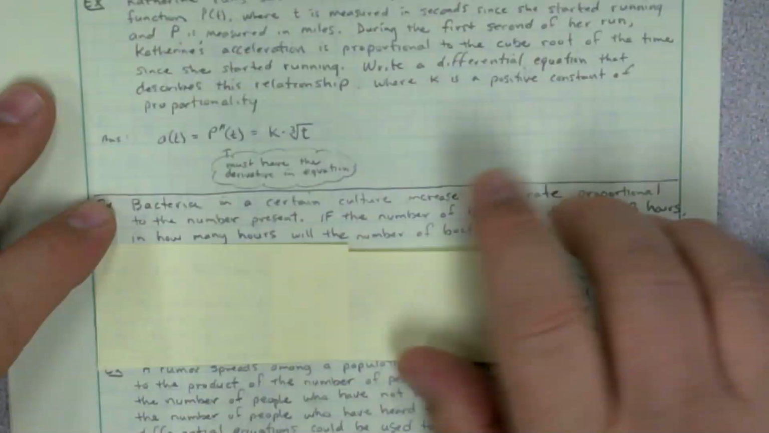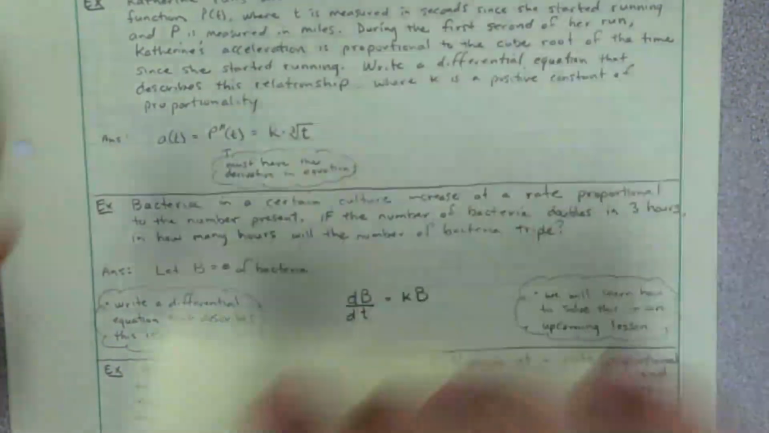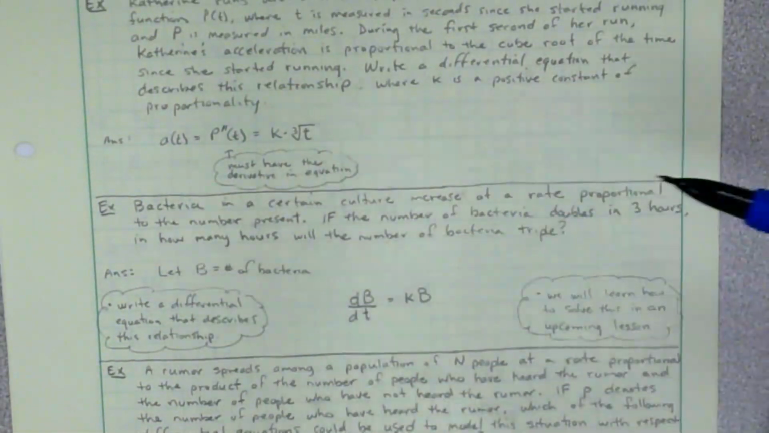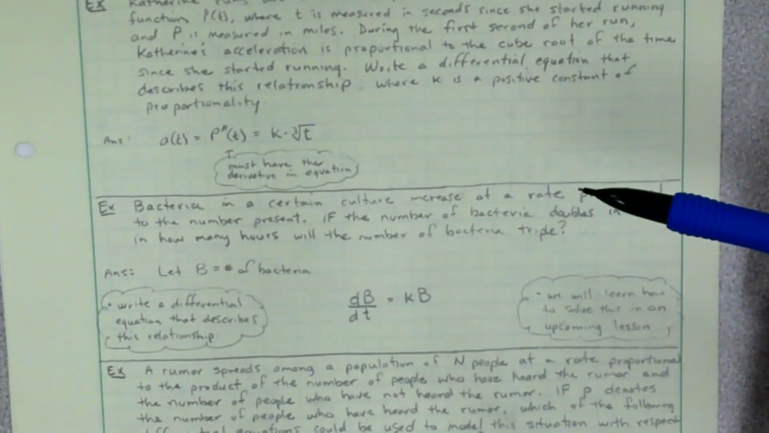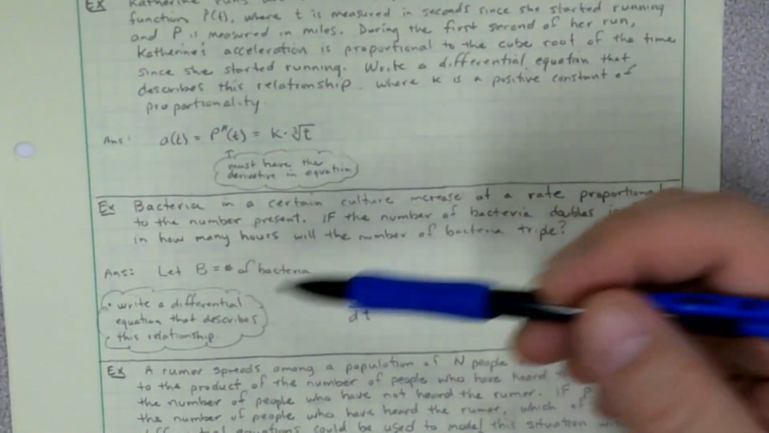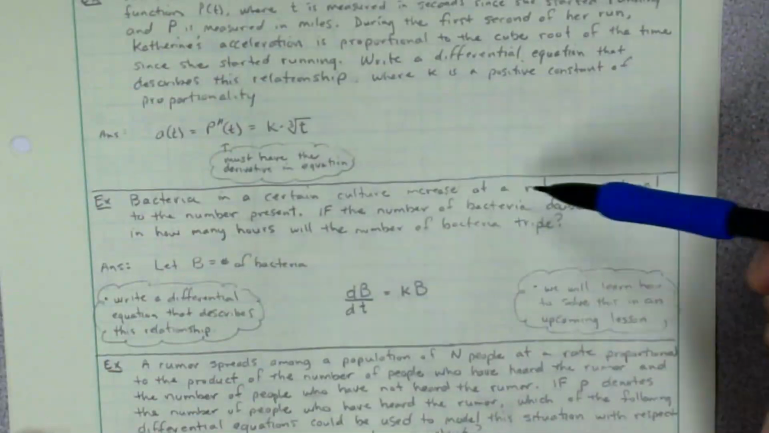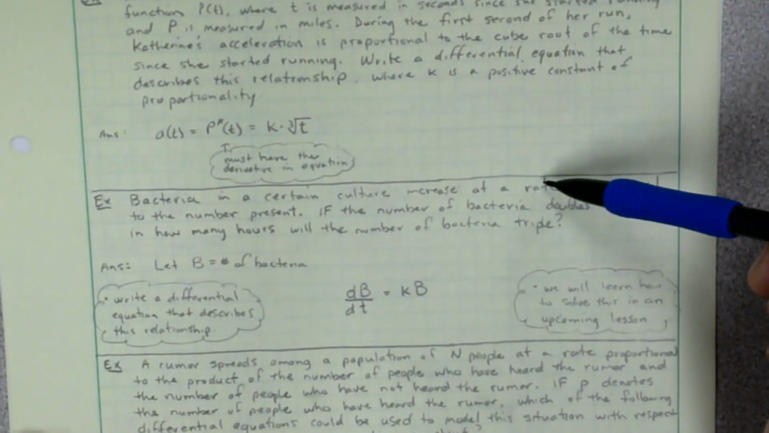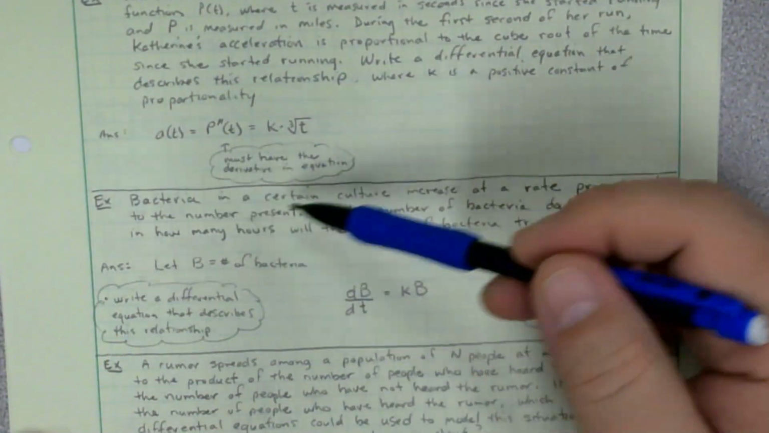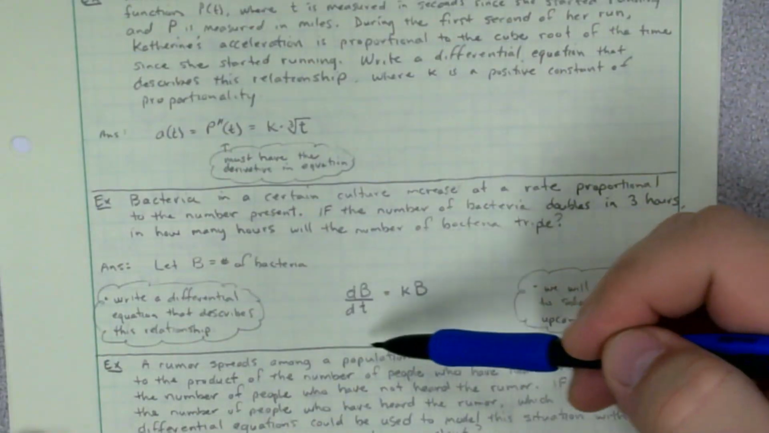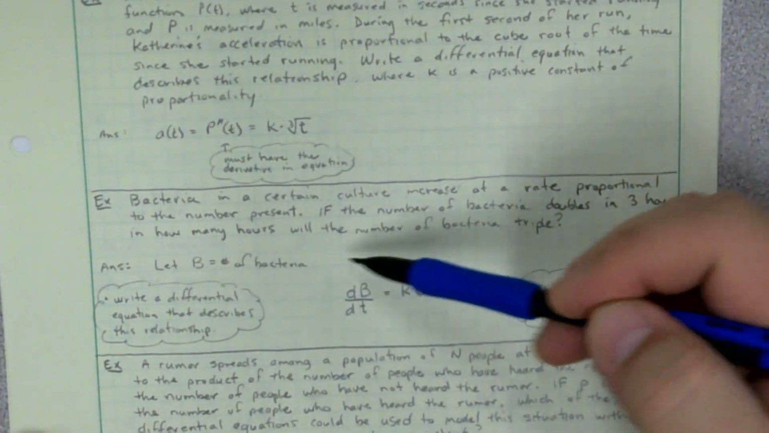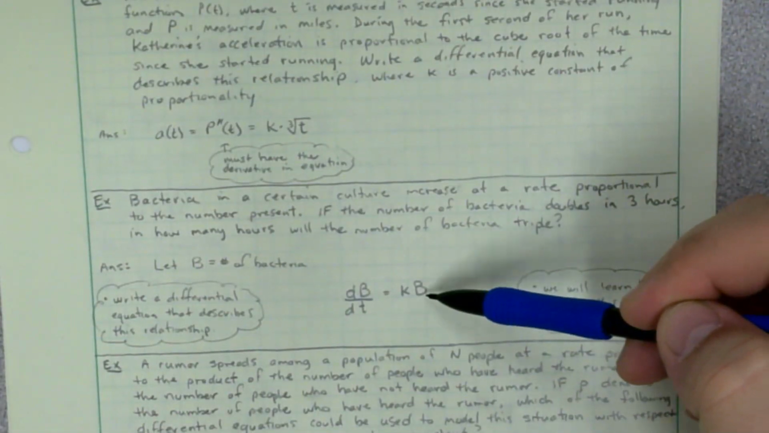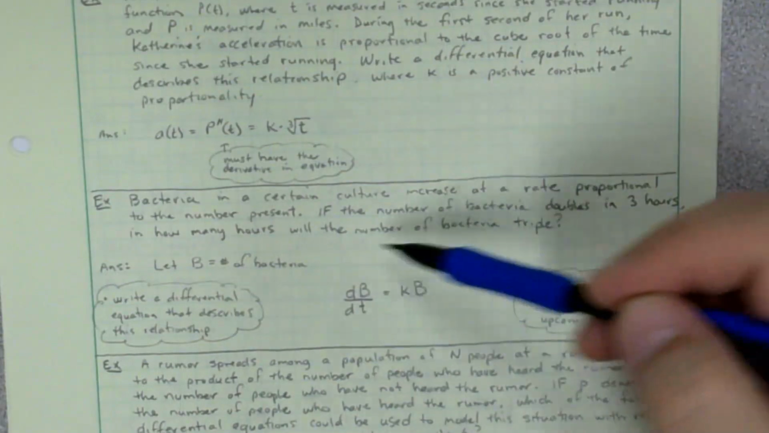Let's go ahead and take a look at this answer here. We're going to let B equal the number of bacteria, capital B. We want to write the differential equation that describes the situation. So the bacteria in a culture increase at a rate proportional to the number present. So the rate that B increases is proportional to the actual number in the dish, the population of the bacteria. So that's how that would be written right there.